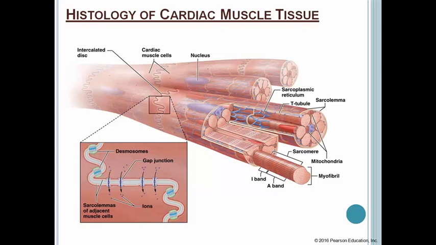So again, if you look at the histology, this should be very familiar: the intercalated disc, the single nucleus, the branching that occurs, and then of course the light and dark striations because of the A band and the I band.